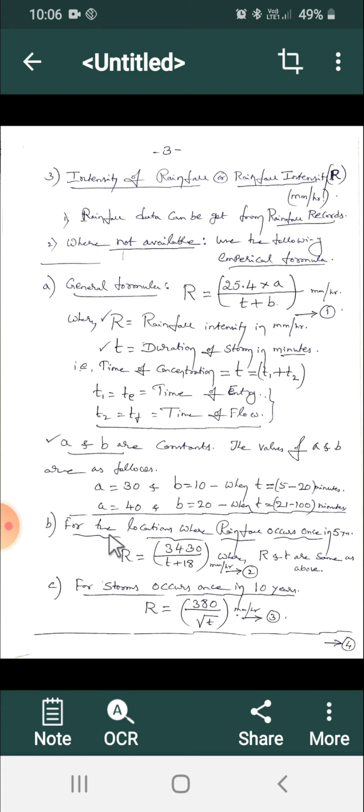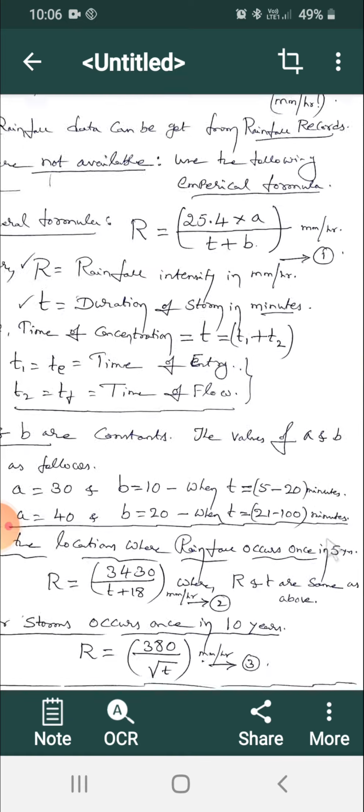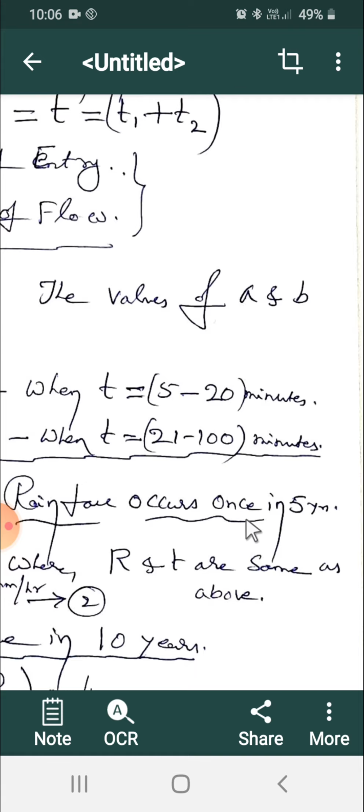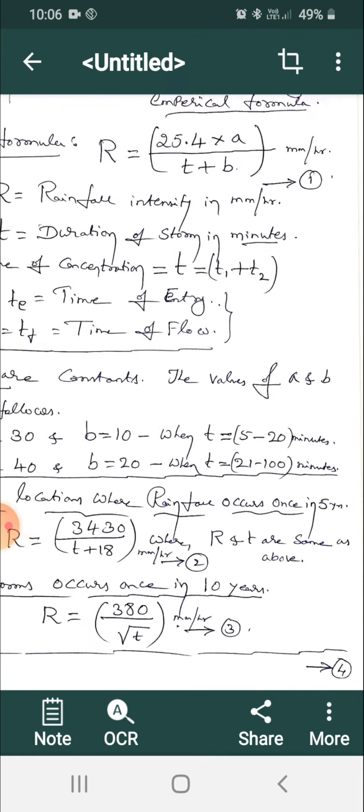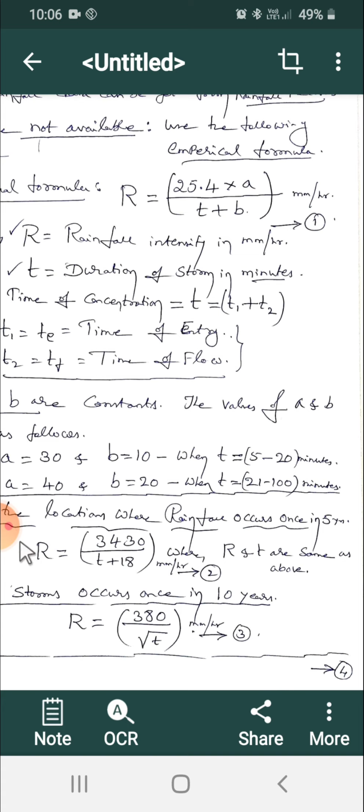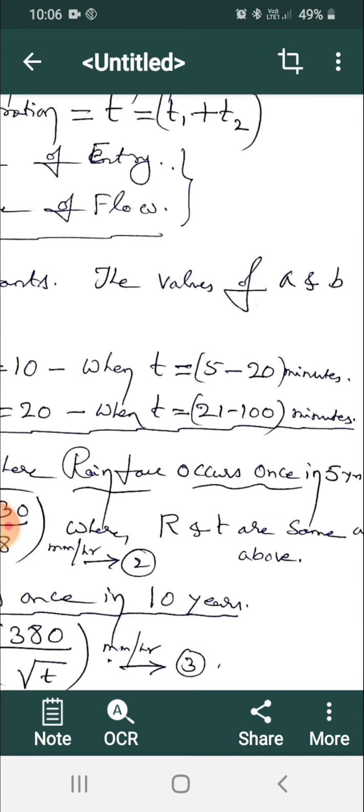Now another formula for the locations where rainfall occurs once in 5 years. Really, the rainfall occurs once in 5 years. Then which equation you have to use? This is a very simple equation. R is equal to 3430 divided by T plus 18, where R and T are the same as before. T is the time of concentration, R is the rainfall intensity, in mm per hour, a direct answer you are getting. This is one equation, when rainfall occurs once in 5 years.